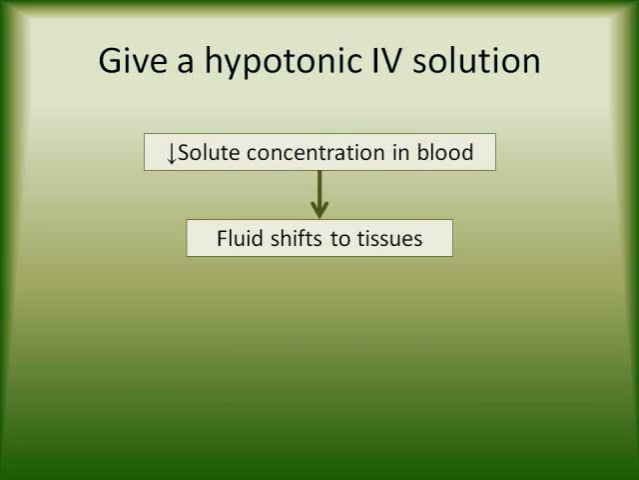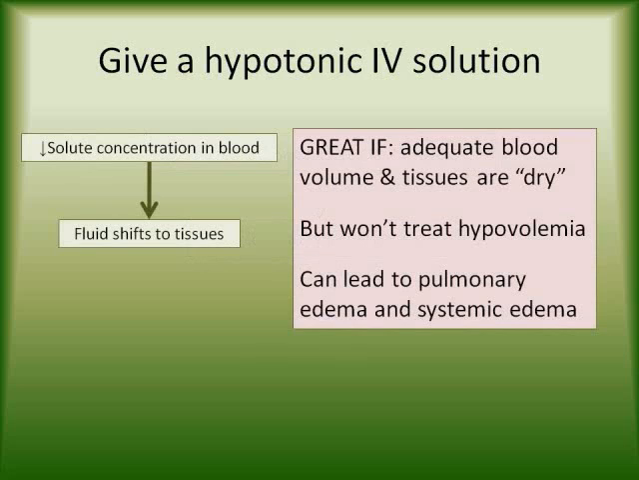Okay, let's give a hypotonic IV solution. That's going to drop the concentration of the blood, so the fluid is going to get shifted out of the blood and into the tissues. That's great if you've got good enough blood volume and the tissues are dry.